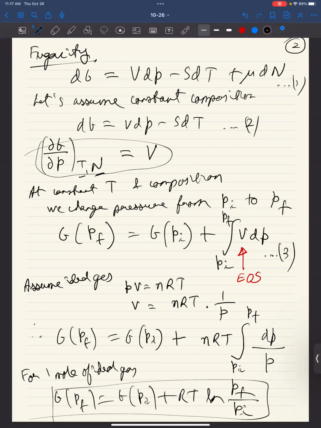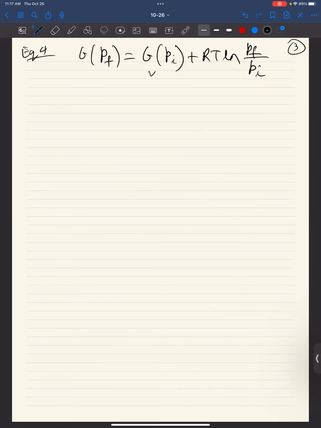Those who did not copy, don't worry. I'm going to repeat this equation on the next page exactly as it is. So we just got equation 4: G of PF is equal to G of PI plus RT ln PF by PI. So this is telling us if you had some initial pressure PI, let's say some reference pressure, 1 atmosphere, anything that you want. Let's call it P naught, some initial pressure. Let's say we fix it.